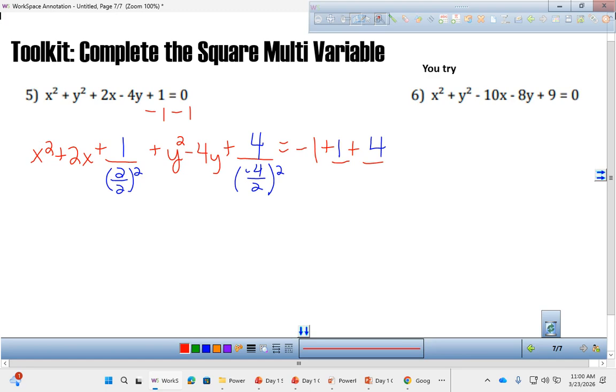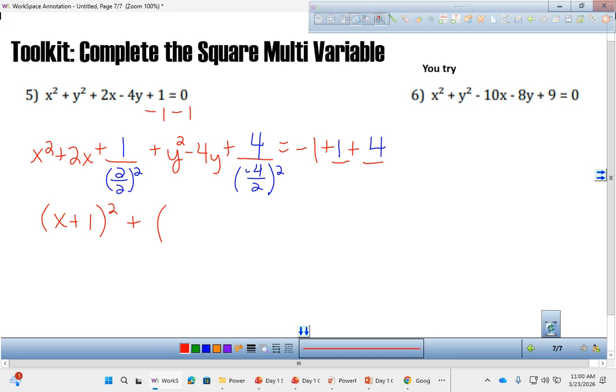What multiplies to 1 and adds to 2? 1 and 1. Or x plus 1 squared. Notice I'm bringing the plus down, and this number is half of this number. That's always going to be true.